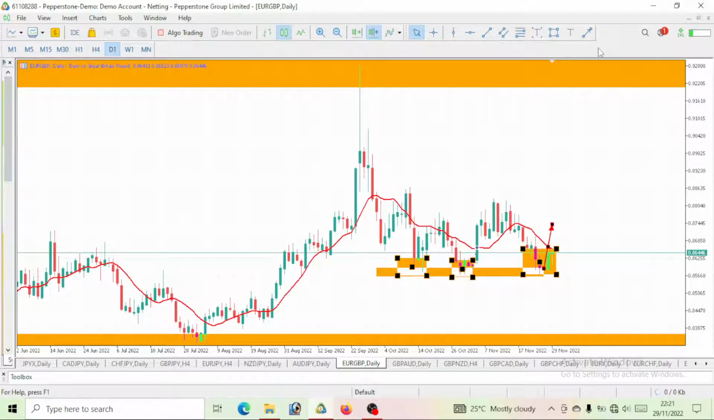EUR/GBP, until this price drops further down and breaks these lows. Then we can continue this bearish move on EUR/GBP. If not, we will be seeing this bullish move on EUR/GBP. So this is it on this EUR/GBP.